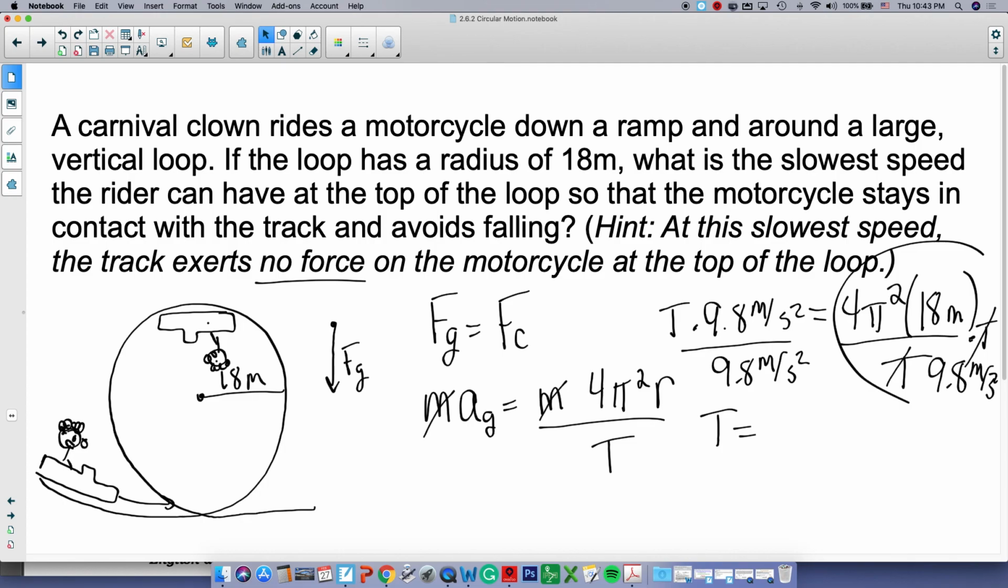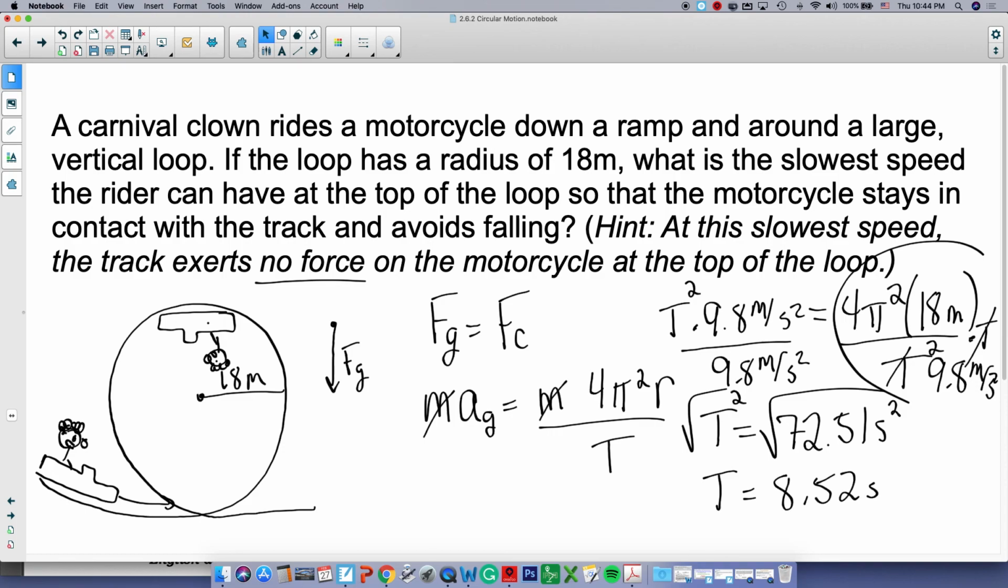So 4 pi squared times 18 divided by 9.8 meters per second squared. And that gives us a period, and I forgot to do period squared. So period squared is 72.51, and that's going to end up giving us a second squared if we follow the labels. And then t, so let's square root that, and we will get 8.52 seconds. So that's how long it takes the clown to go around the loop-de-loop once.